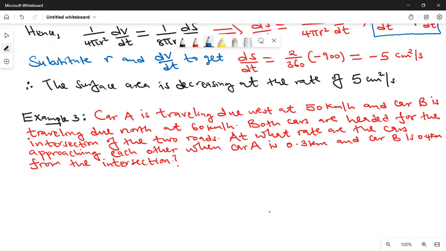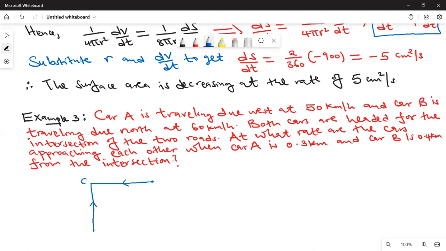The one that is moving towards the west is in this direction. The one that is moving towards the north is moving in this direction. So this is the intersection of the two roads. Let me call it point C.